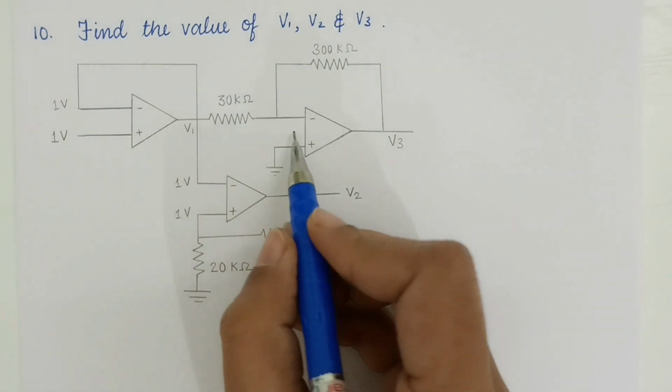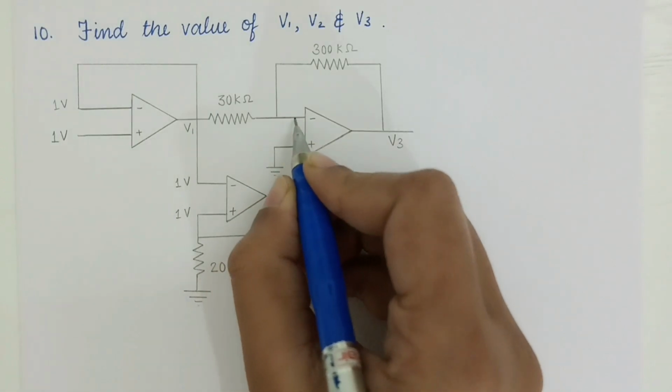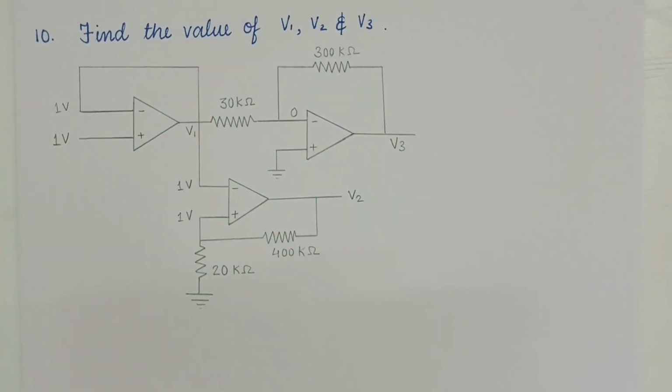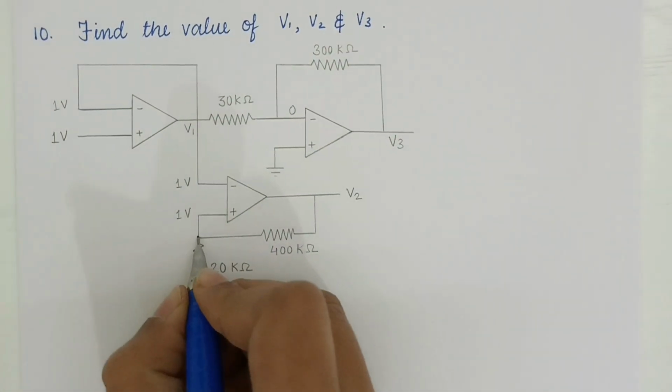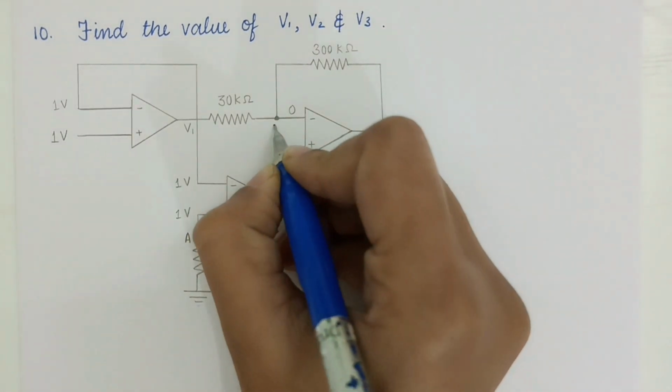Now, coming to this part. As you can see, it is grounded, which means it is 0. So that's why this is also 0. Now let's mark the points. Let this point be A, and this point be B.